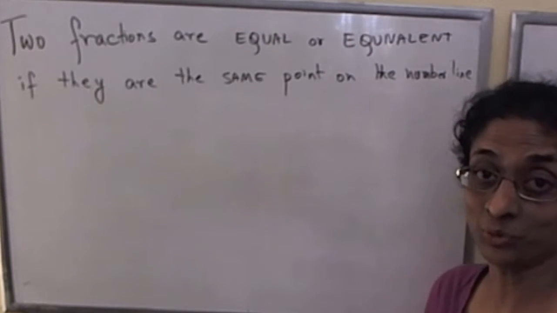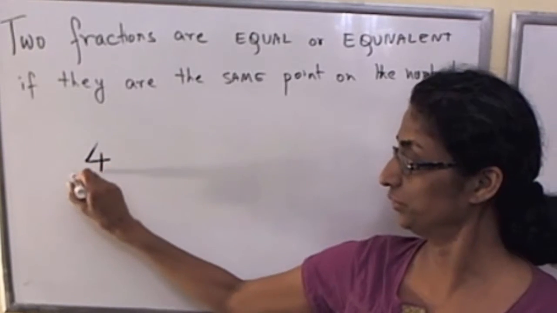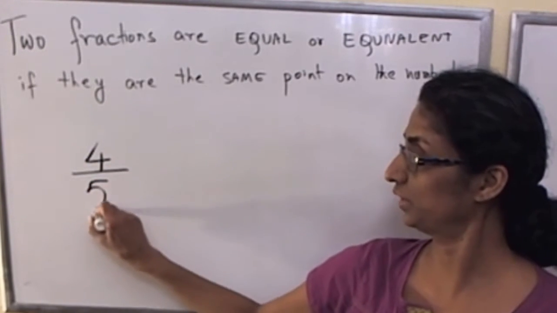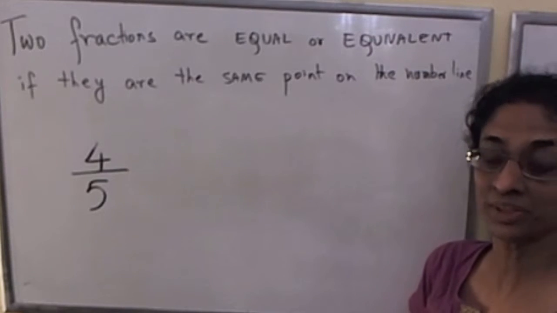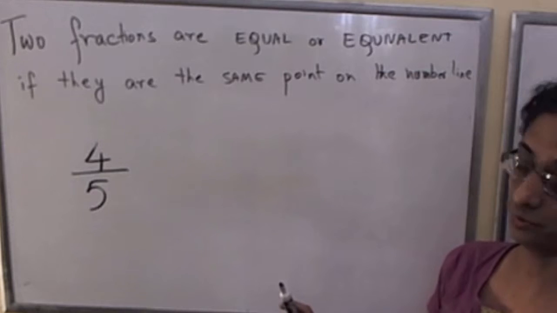Okay, let's look at what we have today. Let me write a fraction here for you. 4 over 5. That's a fraction. Okay? We'll be doing something with 4/5 in just a second. Let's read what I've written here for you.